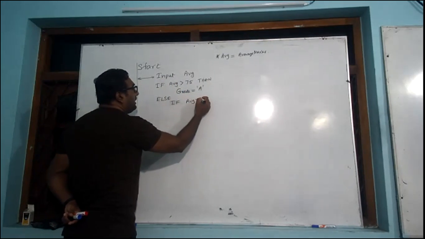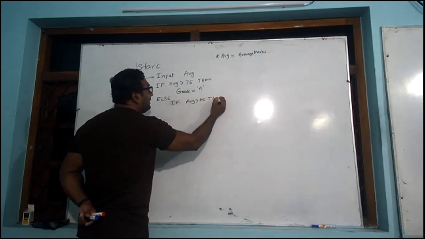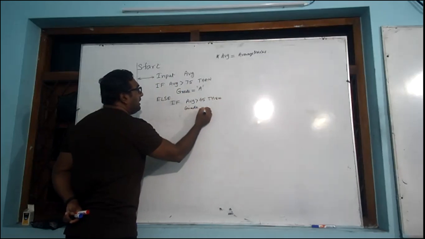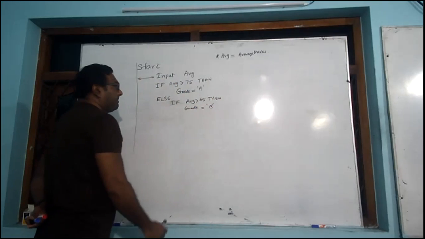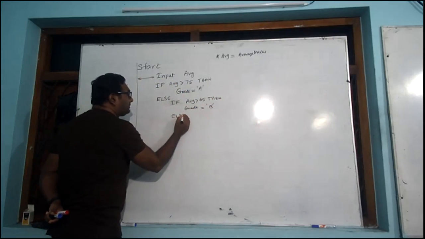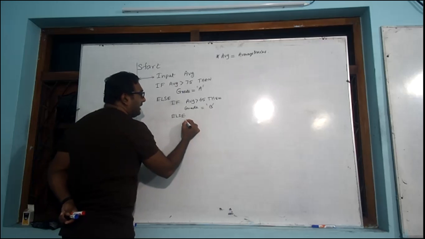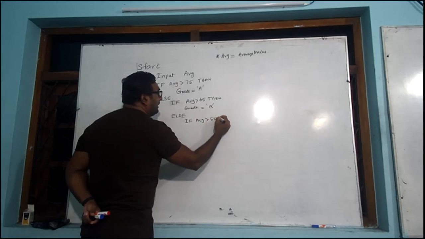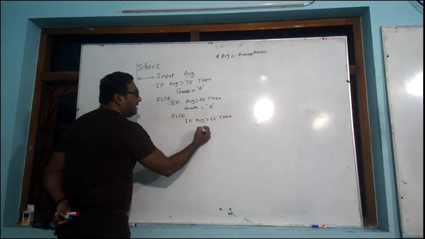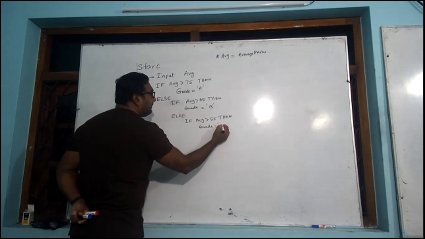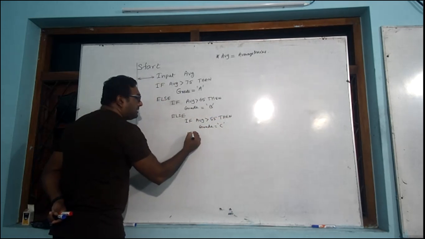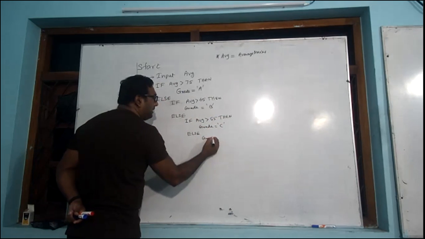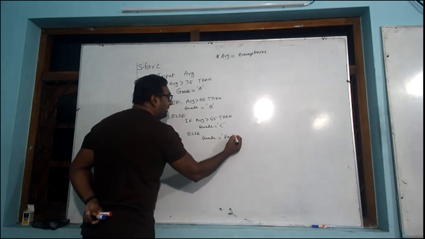AVG greater than 65, then what you are doing? Again you are taking grade is equal to B. Again you are moving to the else part. Else, what will happen? Again you are checking. If AVG greater than 55, then what will happen here? The grade will be C. Again else. This is the last else part. So grade will be fail.